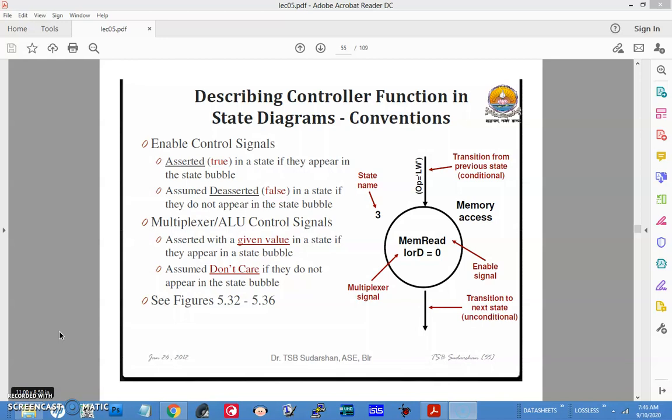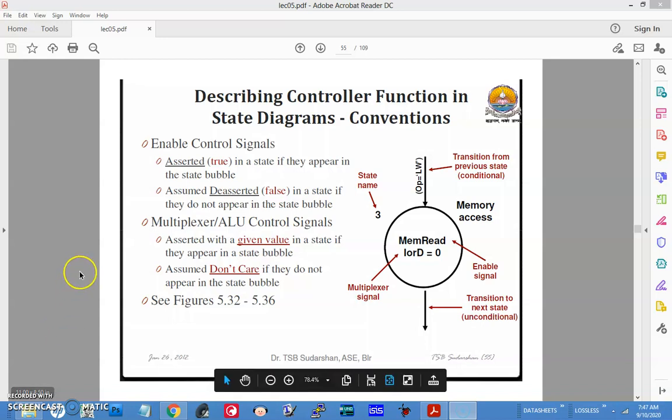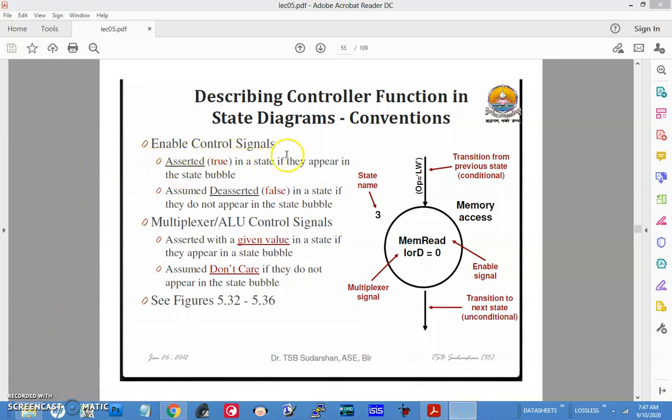Now let us see how this state machine is represented. What are the notational conventions used? So enable control lines are asserted, true in a state, if they appear in the state bubble. If this is the state bubble, okay, if they are asserted, this is enabled. The multiplexer signal is enabled. That means at this state you are controlling these two control lines.